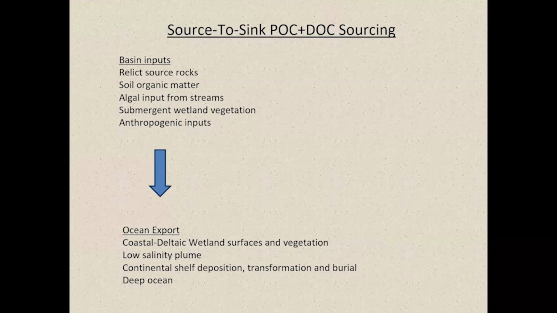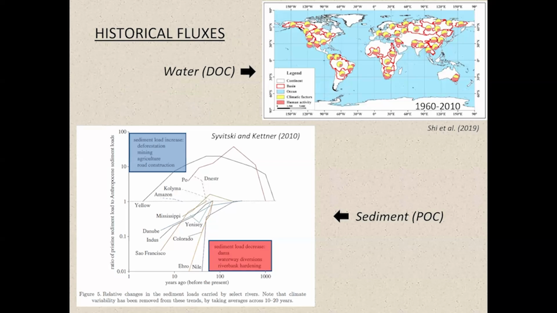So again, source to sink, POC, DOC sources, there are lots of different sources coming from the basin. And then there is an export of that material to the shelf through deltaic or non-deltaic environments. Again, lots of different mechanisms at work. And so as you look into the past, if water is an analog for DOC, there's lots of changes historically, what's coming from drainage basins that potentially affect that source of carbon to the shelf.